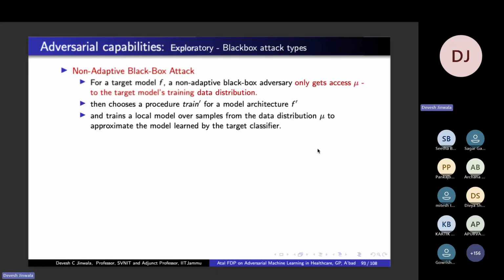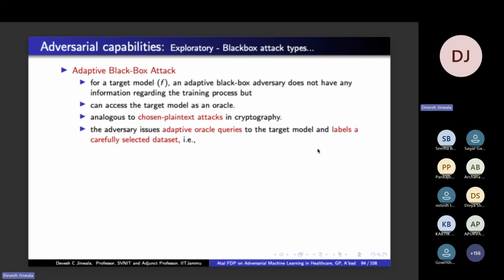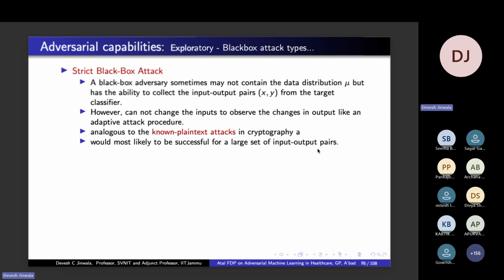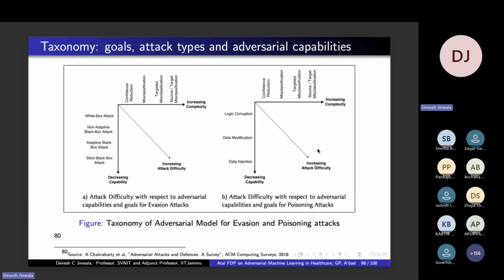So I think I am left with how many minutes? 5 to 7 minutes. If there are any questions, I would take those questions as compared to going further in this. Is it fine with everybody?